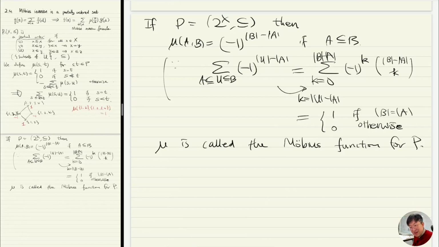For this partial order P. So why is this useful? We are going to prove the following simple theorem.